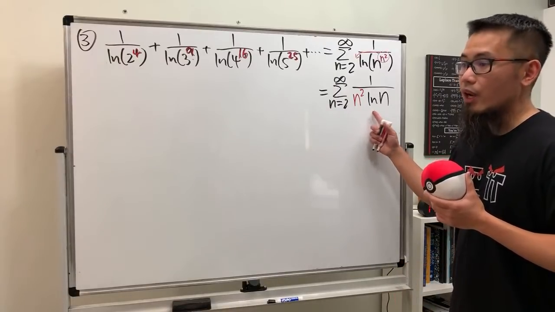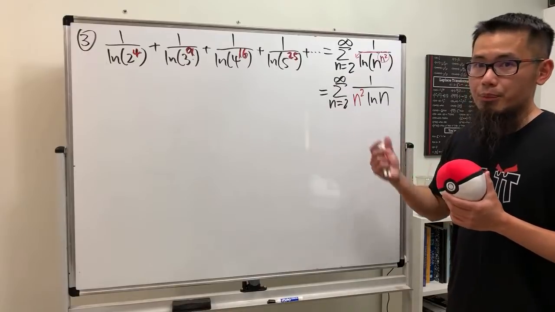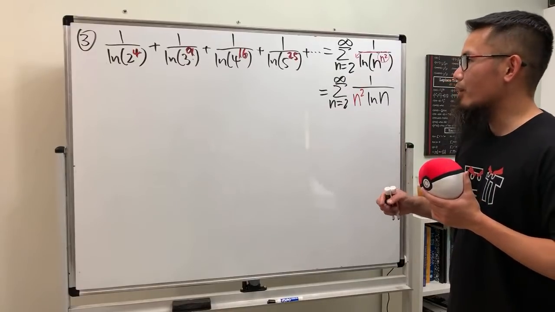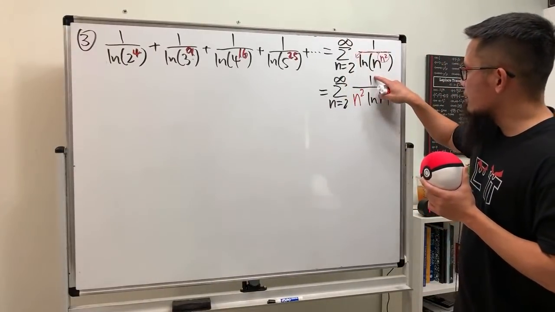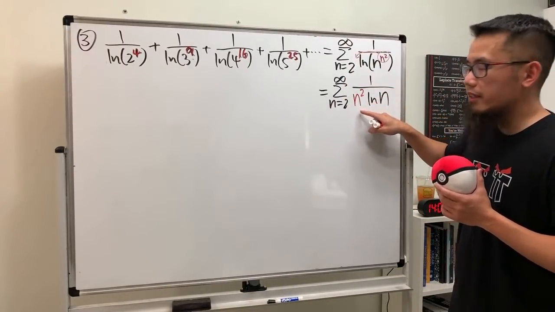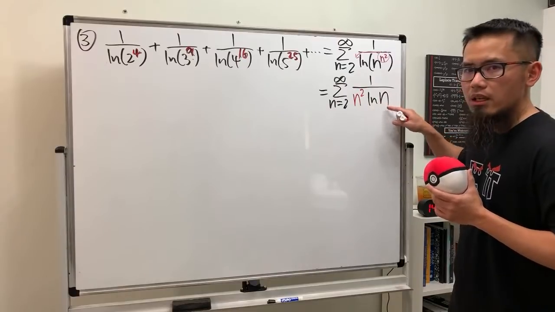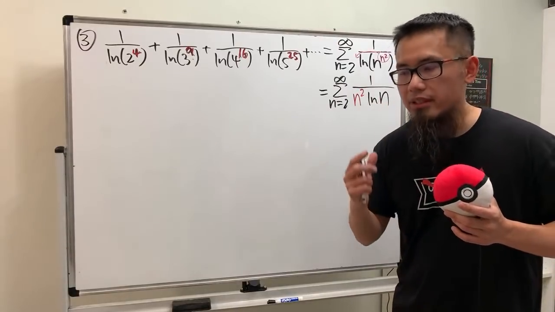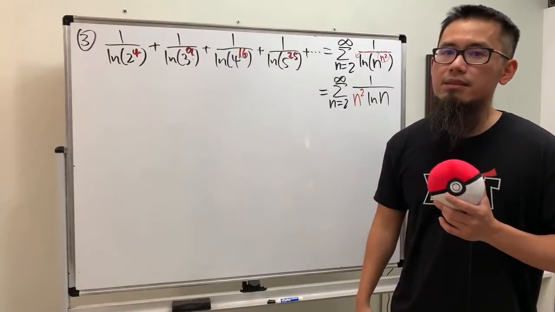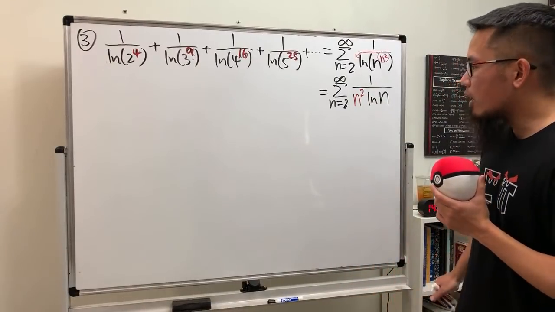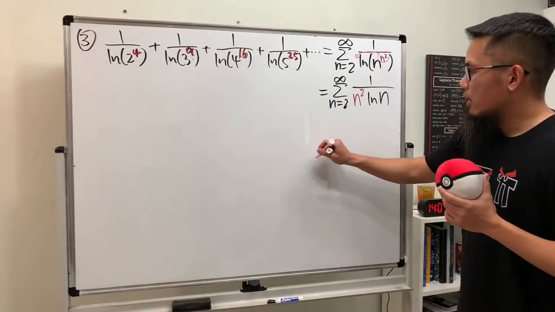What are we going to try? We're going to try the comparison. This time though, we are going to try the direct comparison. Notice that you have two candidates, 1 over n squared, and the other one is 1 over ln n. Just pick the dominating part. Usually that will work out very nicely. And by dominating part, you should remember the list.